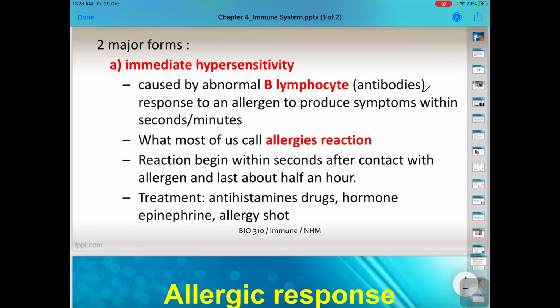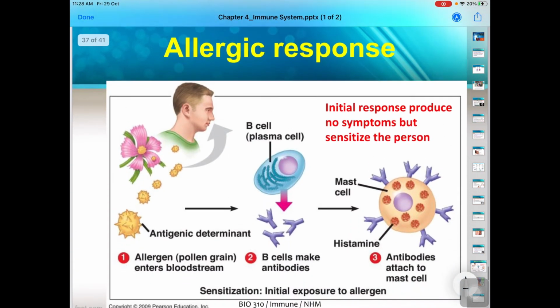This reaction begins within seconds after contact with the allergen and lasts about half an hour. For treatment, normally we will be given antihistamine drugs, the hormone epinephrine, and also allergy shots. So this is the allergic response. Whenever we are exposed to the allergen, in this case the pollen grain, the pollen grain has an antigenic determinant, and the antigenic determinant is the part of the antigen that is recognized by our immune cells.